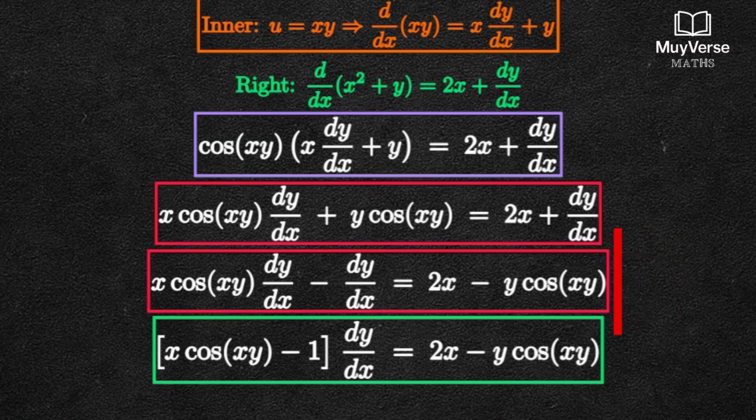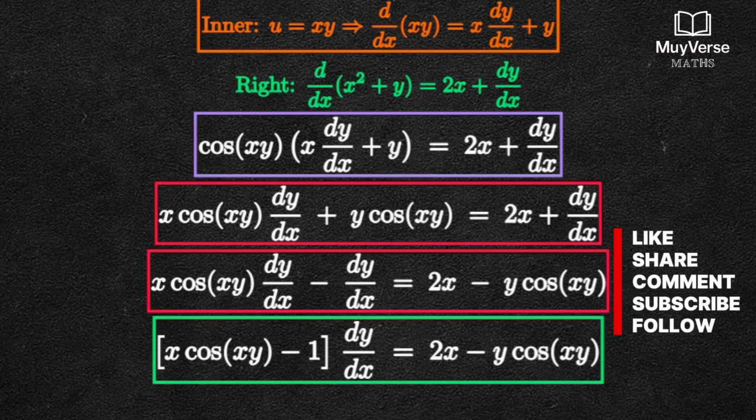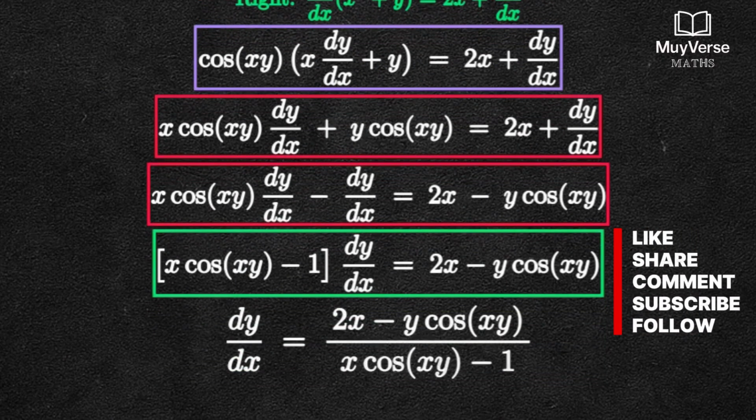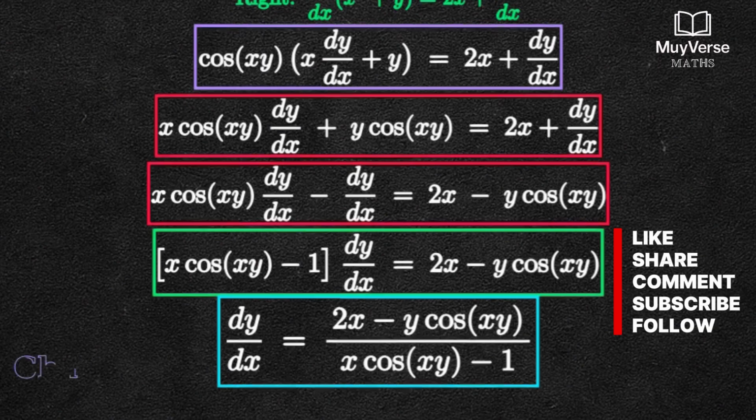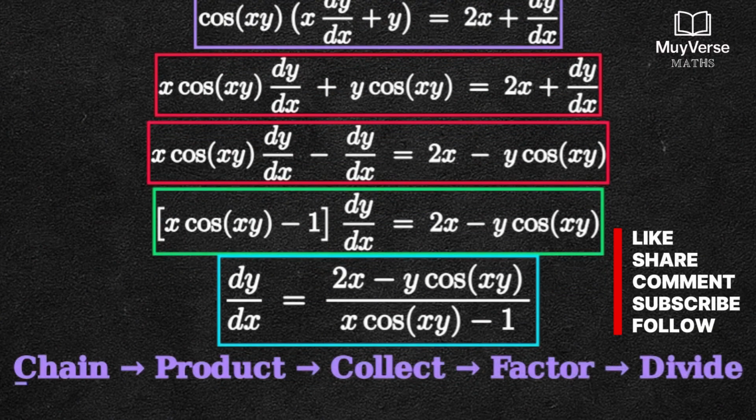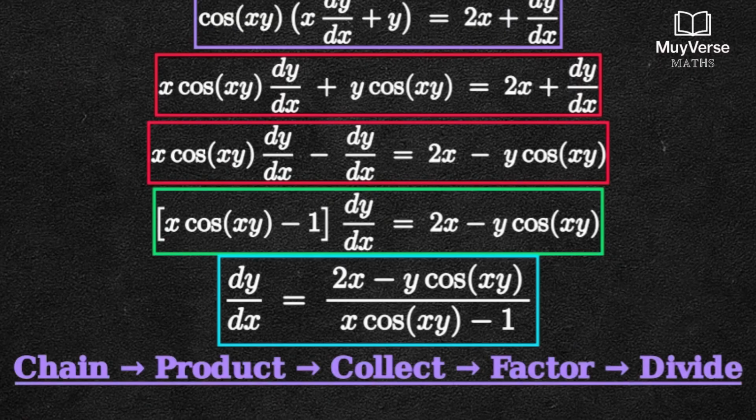Step 3. Solve for dy/dx by dividing both sides by the bracket term. dy/dx equals the fraction 2x minus y times cosine of xy over x times cosine of xy minus 1. That is our result. Recap. Chain rule on sine of xy, product rule on xy, collect dy/dx terms, factor, and divide. Every step shown gives a quick visual path to the answer.